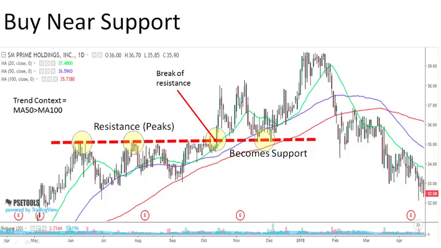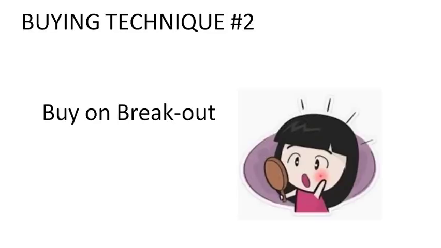Pero ang importante dito is you need to be able to identify support and resistance levels, and to easily identify support or resistance levels, you need to have a knowledge of ano yung itsura ng swing low, which is a very basic support. Okay, so we go to technique number 2.